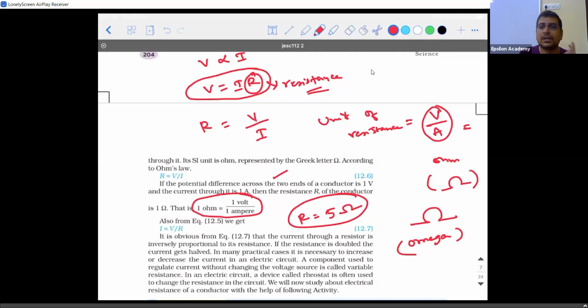So Ohm's law is applicable under what scenario, guys? At constant temperature, the amount of potential difference applied across it. So I'm going with the book definition. The amount of potential difference applied across the ends of a conductor is directly proportional to the amount of current flowing through it. Then we wrote V is equal to I into capital R. The capital R is what we call resistance. So what is resistance? It is a property, right?